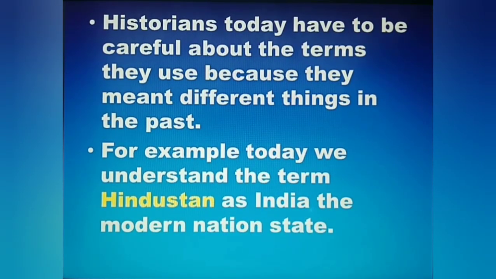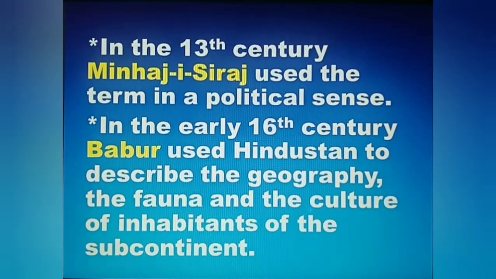Historians today have to be careful about the terms they use because they meant different things in the past. For example, today we understand the term Hindustan as India, the modern nation state. When the term was used in the 13th century by Minhaj-e-Siraj, a chronicler who wrote in Persian, he meant the areas of Punjab, Haryana and the lands between the Ganga and Yamuna. He used the term in a political sense for lands that were a part of the dominance of the Delhi Sultan.